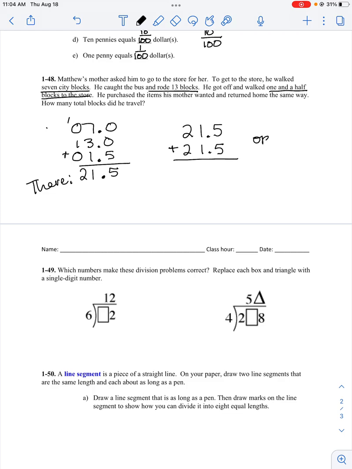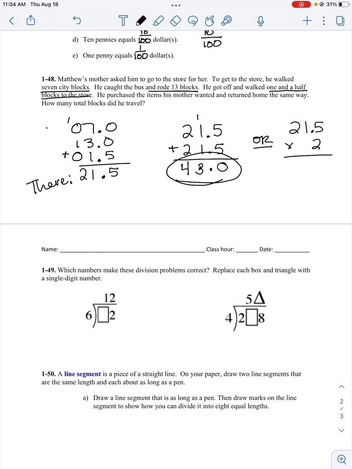To do that, I can add it to itself, or I can multiply by 2. I should get the same answer. We'll do it both ways. So 5 plus 5 is 10. Carry my 1. I'm going to drop my decimal point down. 1 plus 1 plus 1 is 3. 2 plus 2 is 4. He walked 43 blocks.